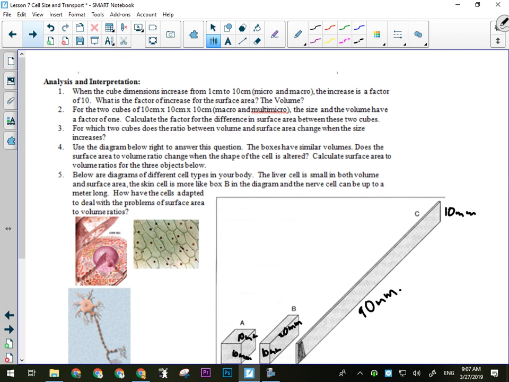All right, so what you have to do is this analysis and interpretation. I'm just going to quickly explain some of these questions to give you some tips on how to complete them. For question number 1, it's saying when the cube dimensions increase, they say centimeters here, but we did micrometers, from 1 to 10, that is, when I turn micro into macro, the increase is a factor of 10. Each side is 10 times bigger. But how many times bigger did the surface area get? How many times bigger did the volume get? So I'm just looking for 2 numbers here.